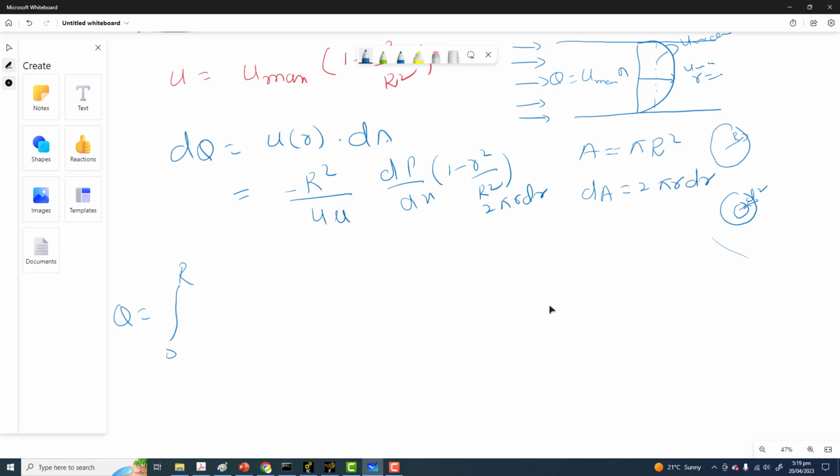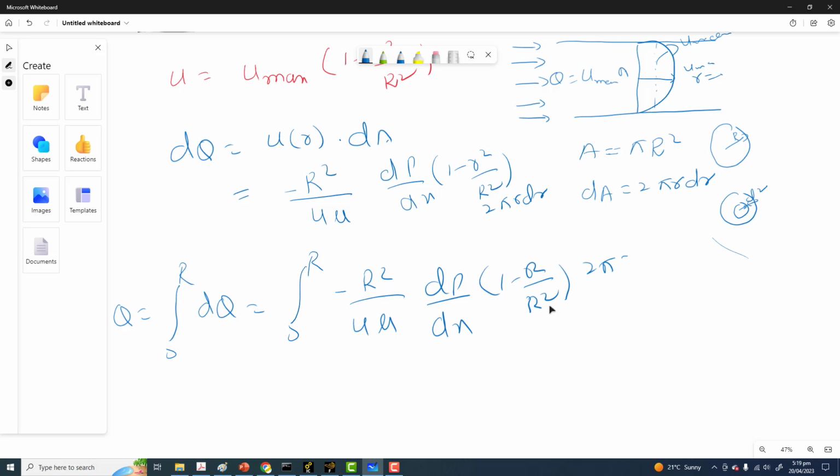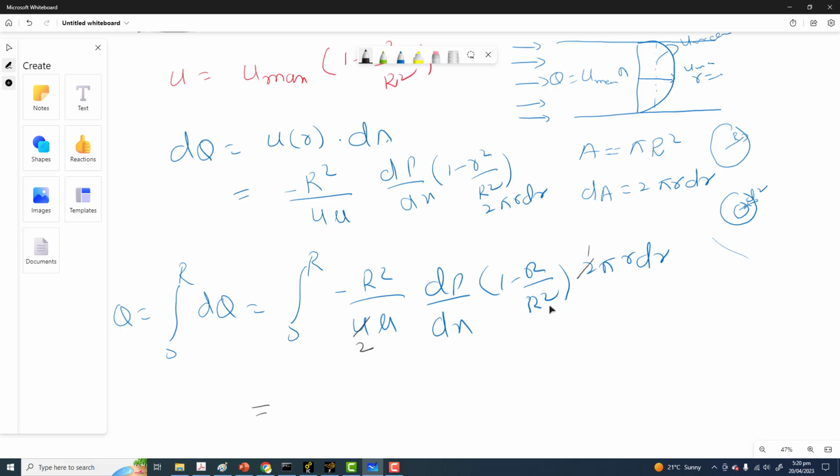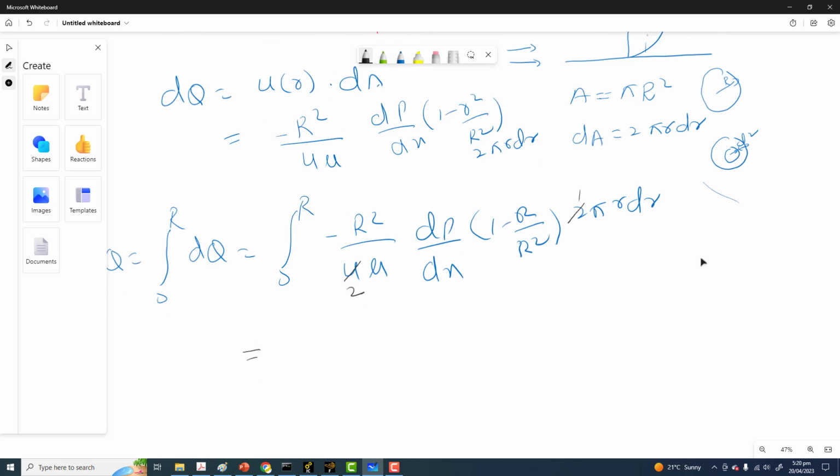So this is dq. This is equal to integration from 0 to R of minus r square upon 4 mu, dP by dx, 1 minus r square upon capital R square, 2 pi r dr. So let me change my pen color. Now we can see that this thing is common, so I can take it out. We have the 2, which we can cancel out. This is 2, and the remaining things will be here.